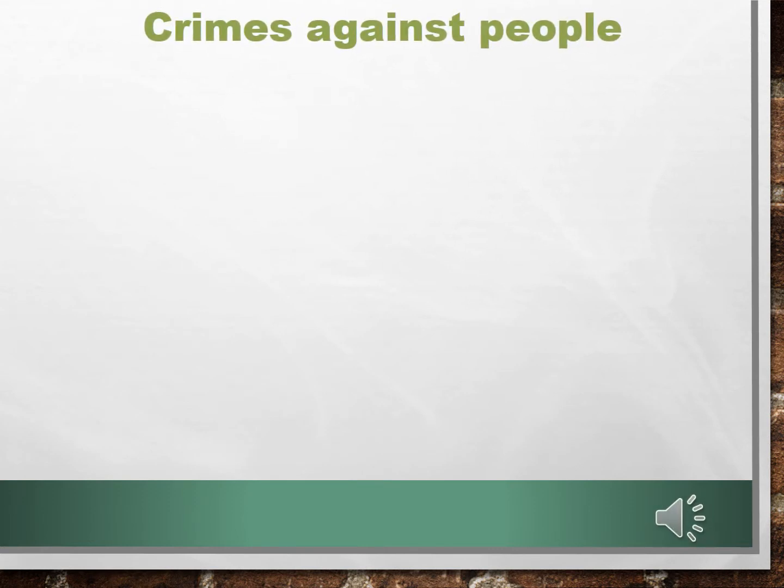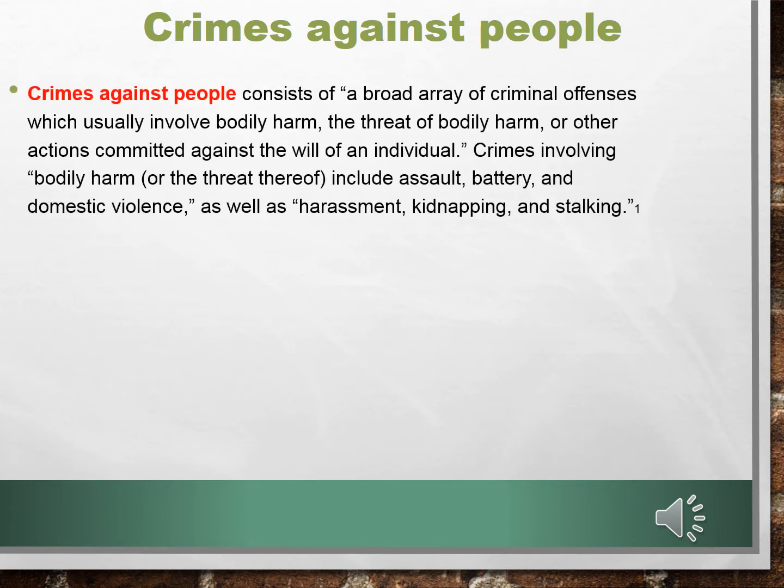As you just saw, there are a lot of things we are not allowed to do in society. The question is, how do we categorize these specific criminal offenses? Well, we're going to put them into 3 general categories. And our first category is crimes against people. These consist of a broad array of criminal offenses, which usually involve bodily harm, the threat of bodily harm, or other actions committed against the will of an individual.